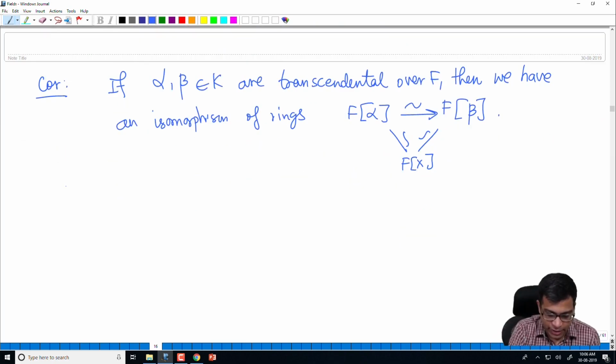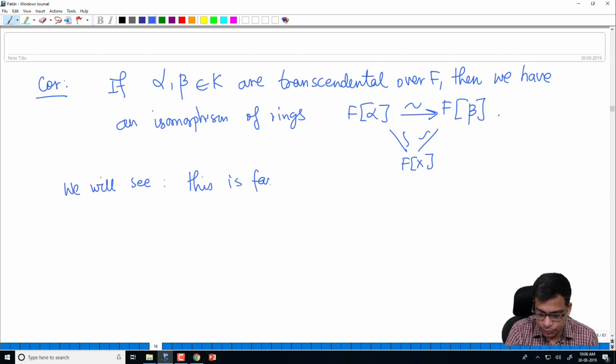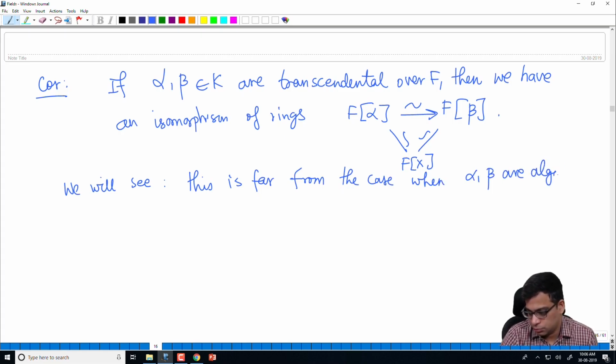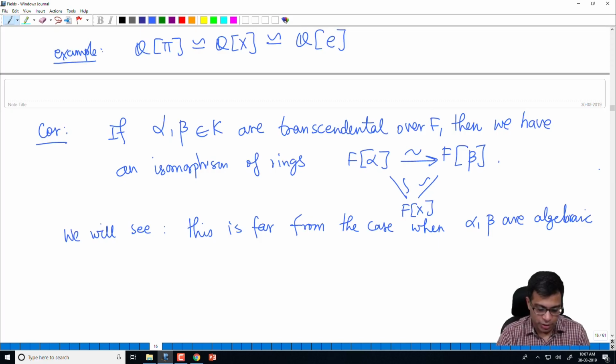And we will see later in the next video that this is far from the case when alpha and beta are algebraic. When they are algebraic, you will often not get that they are isomorphic, as we will explain in the next video. But in the case of transcendental elements, you have the isomorphism.